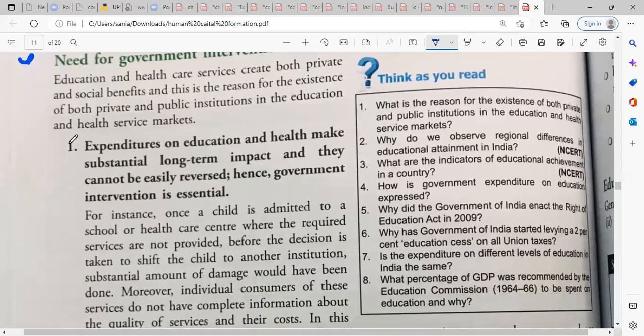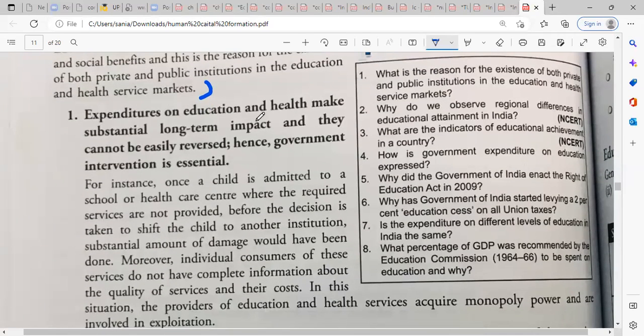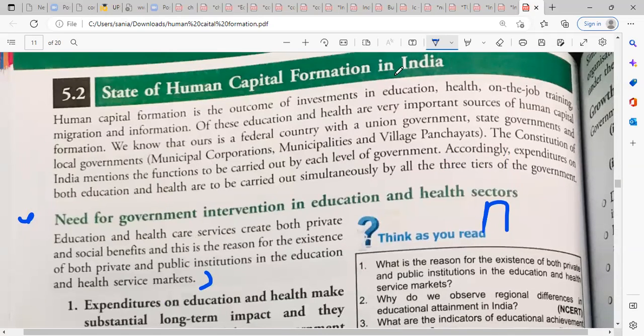See, education and healthcare services create both private and social benefit, and this is the reason for the existence of both private and public institutions in education and health services. So in India, you have government schools as well as private schools, government hospitals as well as private hospitals. Expenditure on education and health makes a sustainable long-term impact, and it cannot be easily reversed, and government intervention is essential. Clear?